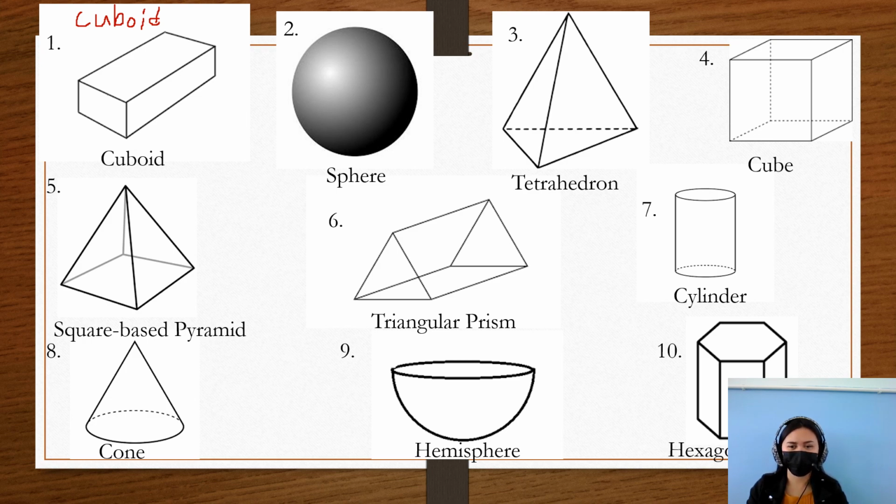That's a hexagonal prism. We say hexagon: 1, 2, 3, 4, 5, 6, because it has 6 sides. That is why we call it a hexagonal prism.